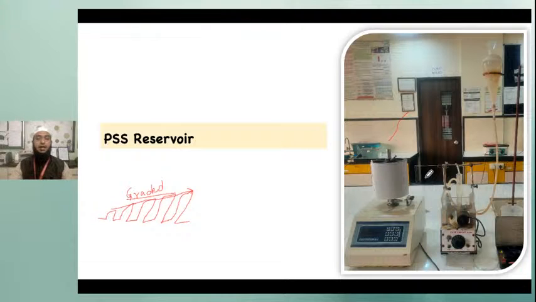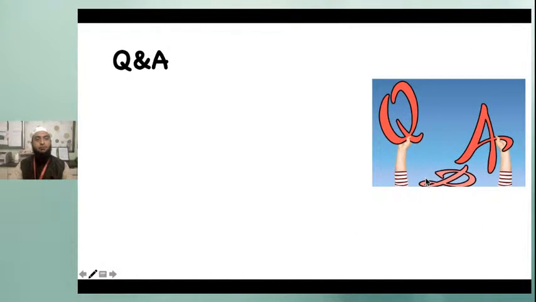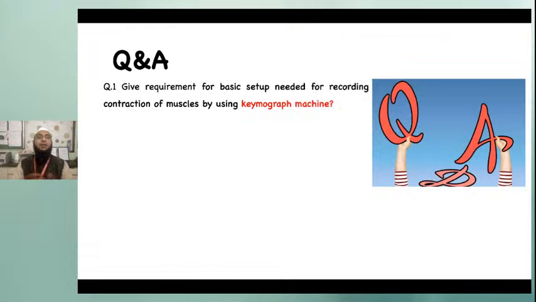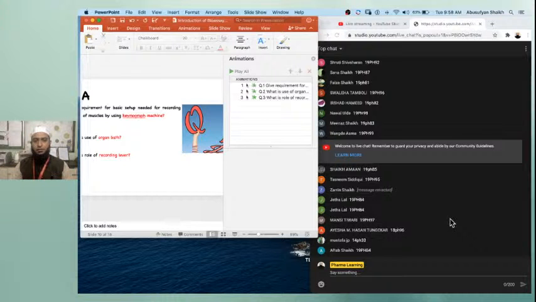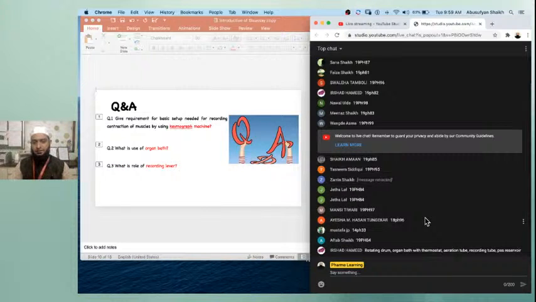Before going ahead with the second part, let's have a quick question and answer session through the chat box. My first question is, give the requirement of basic setup needed for recording contraction of muscle by using chemograph machine. Let's see who gives the first answer. I want each student to give an answer in the chat box. Very good, Irshad has written the first answer. Very good, Irshad. What about others? I hope you are active and listening to my session.